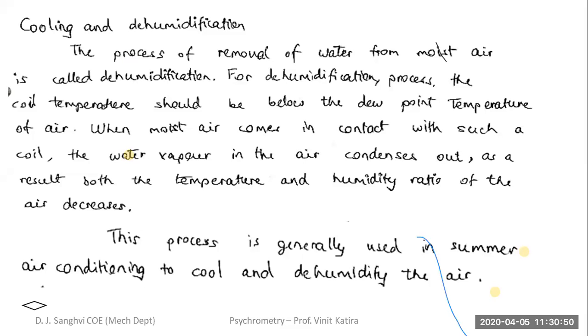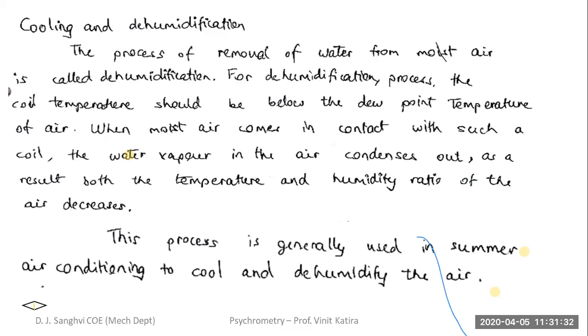Whenever the air flows over the coil, which is at a temperature below the dew point temperature, the water vapor will start condensing on the coil itself, forming droplets, and when those droplets coalesce or combine with each other, they will fall down, and you have removal of moisture or humidity from the air. In your household ACs also, you must have seen that there is a pipe that comes out from the indoor unit, and water is continuously dripping from that pipe.